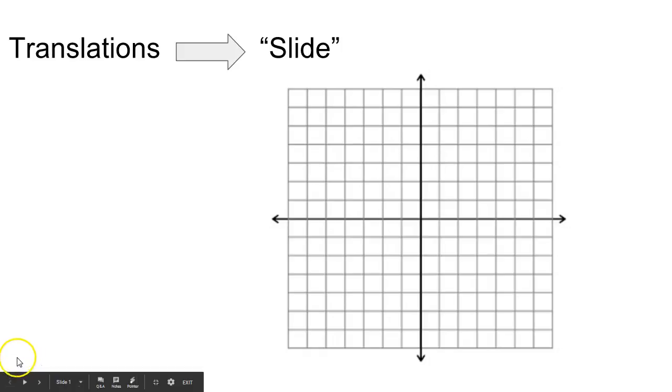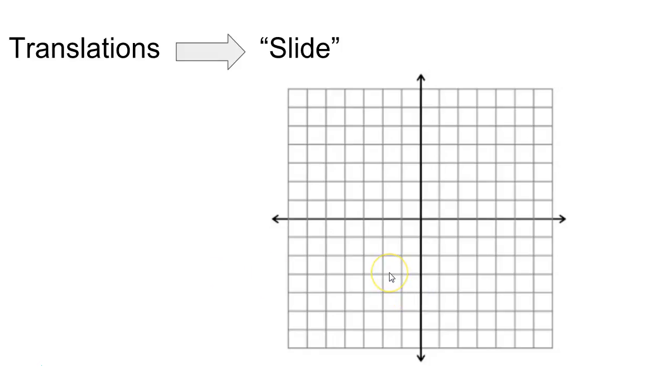Today we're talking about transformations, in particular, translations and reflections. So now, a translation, it's also called a slide. It's a transformation that moves each point in a figure the same distance and in the same direction.